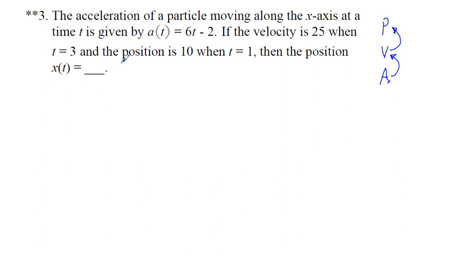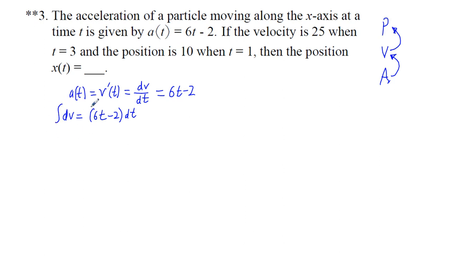So what we have here is a of t is equal to v prime of t. And so we're going to write this as dv dt. Okay? And we'll say dv dt is equal to 6t minus 2. And now if we cross multiply the dt, I'm going to say dv is equal to 6t minus 2 dt. So you know, I hope, what we're going to do next.